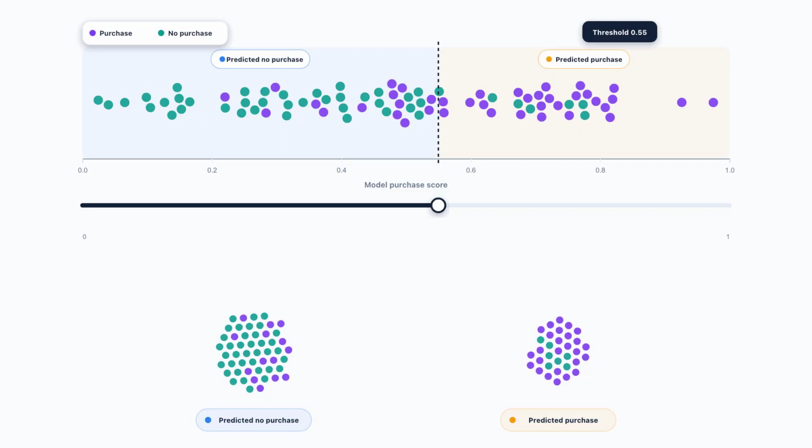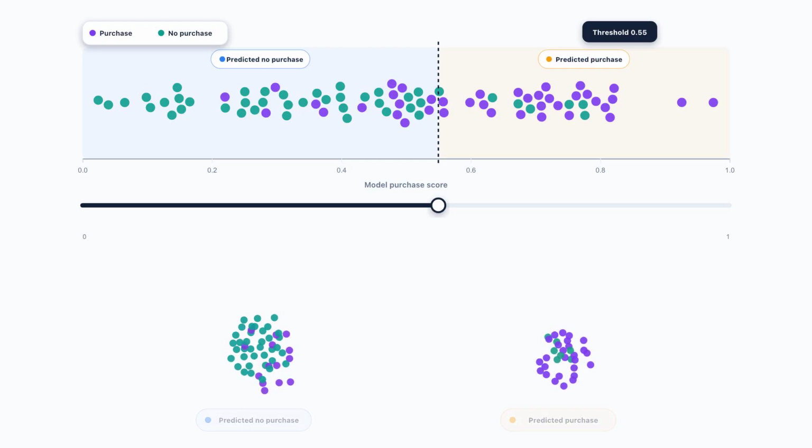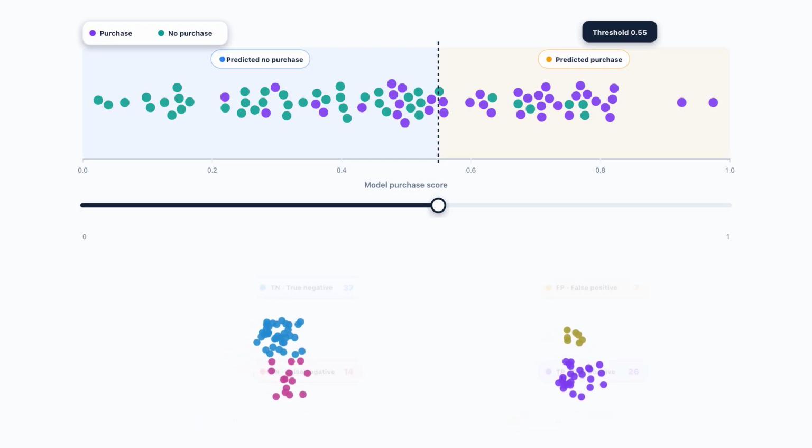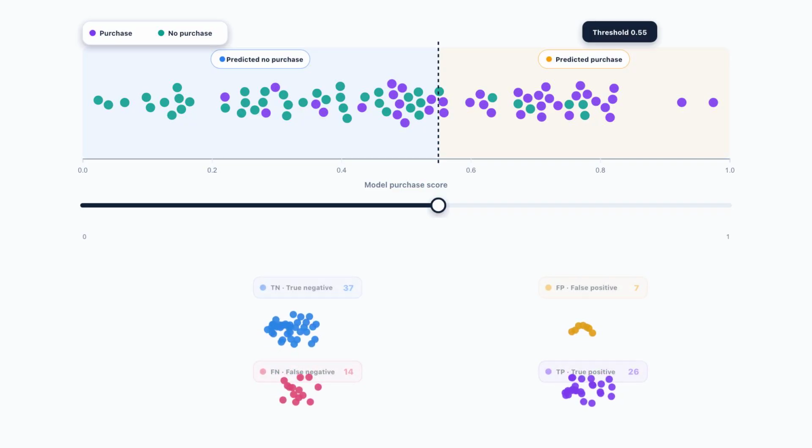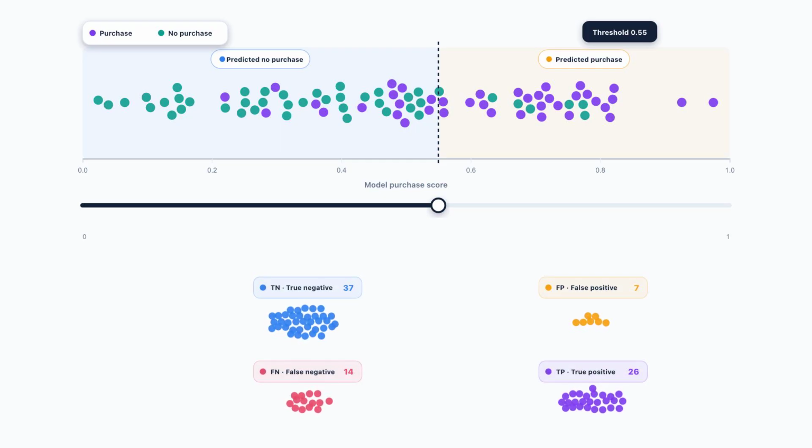The four outcome names are easier if you read them as two questions. First, did the prediction match the truth? If yes, it is true. If no, it is false. Second, did the model predict the positive class, purchase? If yes, it is positive. If not, it is negative. Put those together and the vocabulary stops being random. True negative, false positive, false negative, true positive.